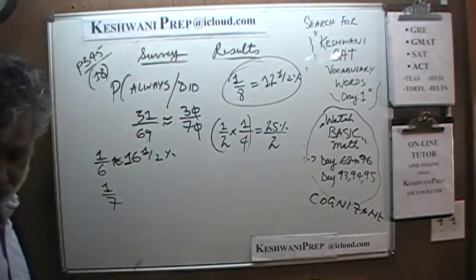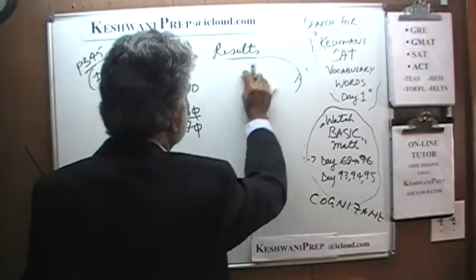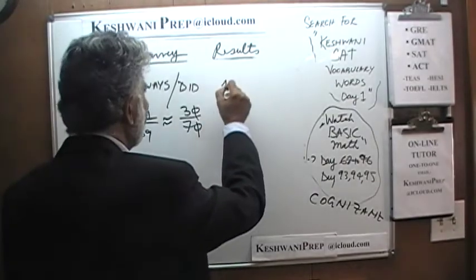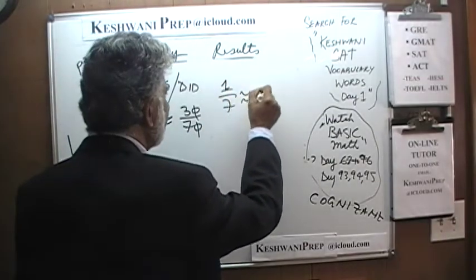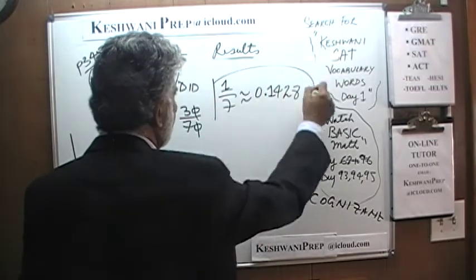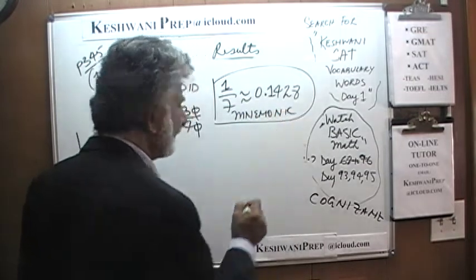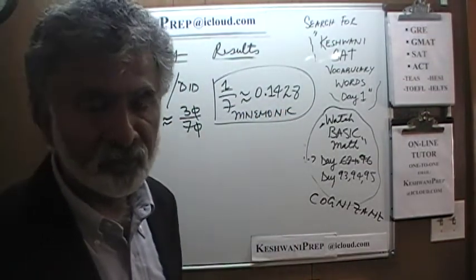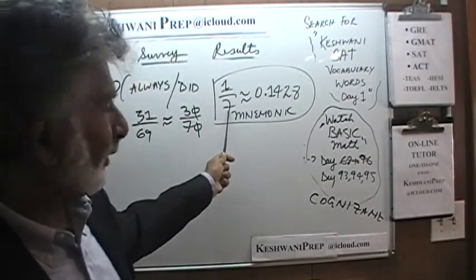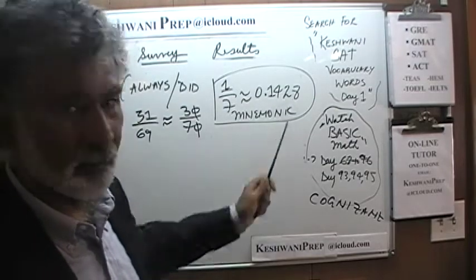The only tricky part is 1/7. So let me tell you what I do with 1/7. 1/7 is approximately 0.1428. The mnemonic that I use, the memory device that I use, you do have to remember it. It's very simple. 1/7, you double the 7, you get 14. You double the 14, you get 28. And that's how I remember it.